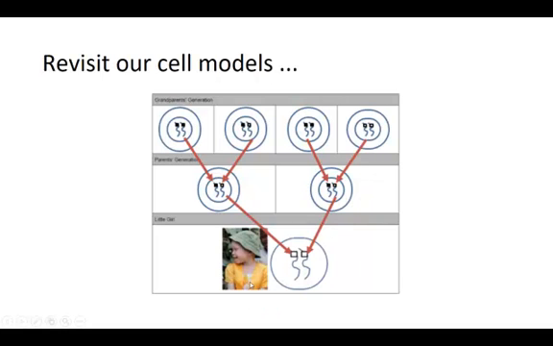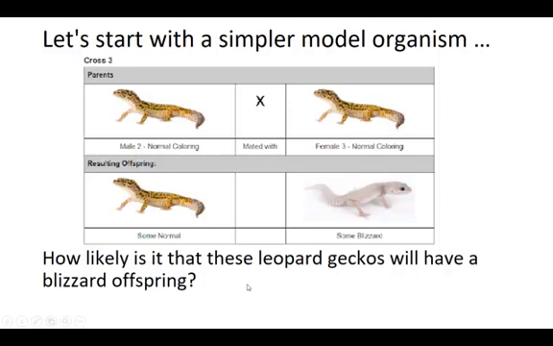Well, sometimes it's easier to talk about our model organisms than it is to talk about humans. So we're going to spend more time today talking about our pea plants and our geckos than humans. So what if instead I asked you, how likely is it that I will get a blizzard gecko from two parents who are not blizzard, who have normal coloring?